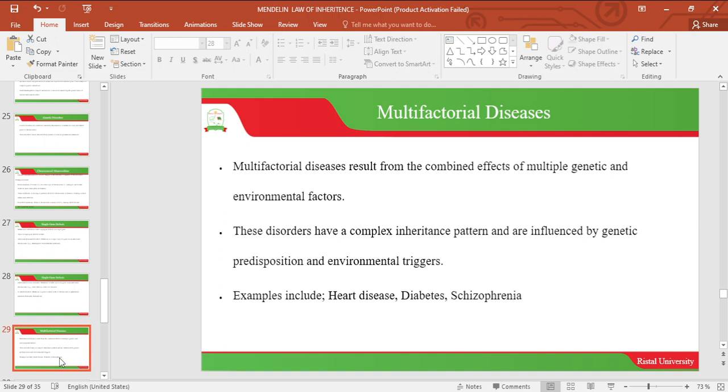Let's look at multifactorial diseases. Multifactorial diseases result from the combined effect of multiple genetic and environmental factors. These disorders have a complex inheritance pattern and are influenced by genetic predisposition and environmental triggers. Some of these diseases include heart disease, diabetes, and schizophrenia.